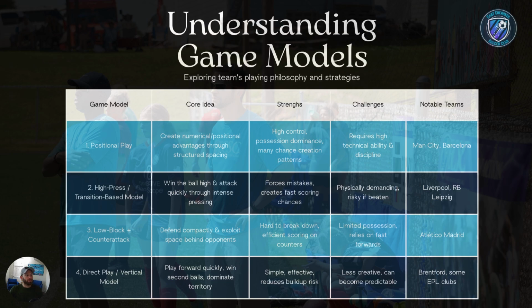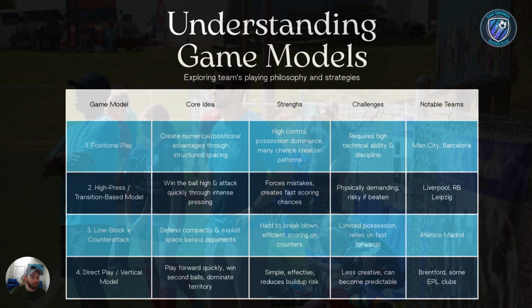Let's jump ahead. Let's start talking about game models. Well, there's a bunch of different game models that we can encompass, and these are just a few. We can look at positional play, high press, transition-based models, low block and counterattack, and direct play or vertical models. I'll go through each one of these one by one and explain the general concepts.